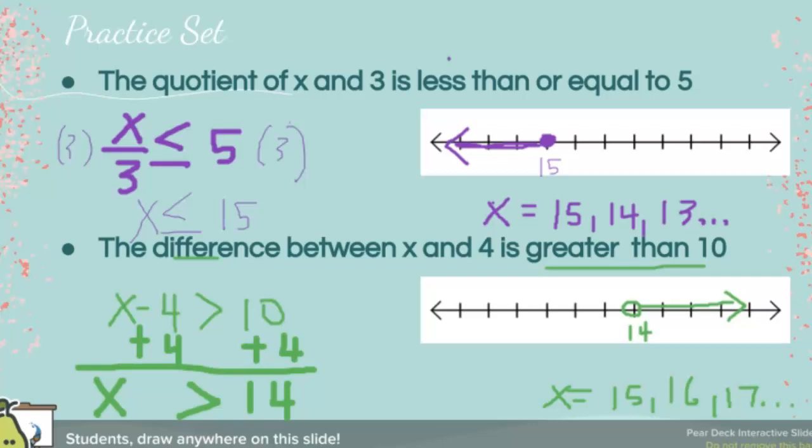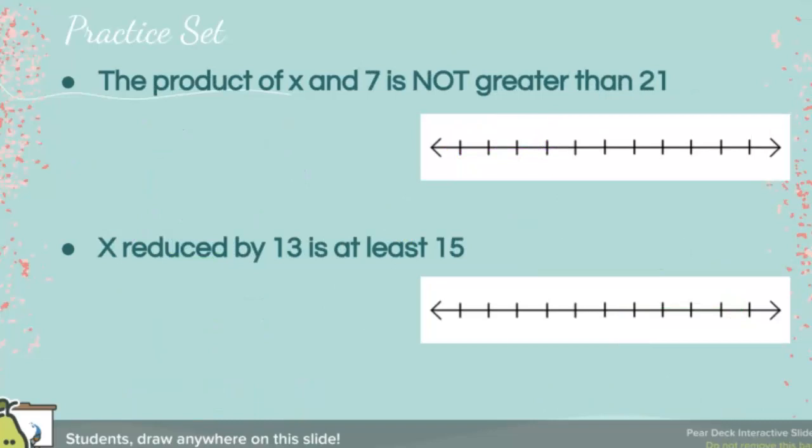You guys could take a screenshot if you want, so you have an idea how it's done, because when I click this, it's gonna go away. Anybody else? No question? You're good? Alright, I want you to try the next question. So you could try this one. The product of x and 7 is not greater than 21. And then x reduced by 13 is at least 15. Go ahead, work on this.